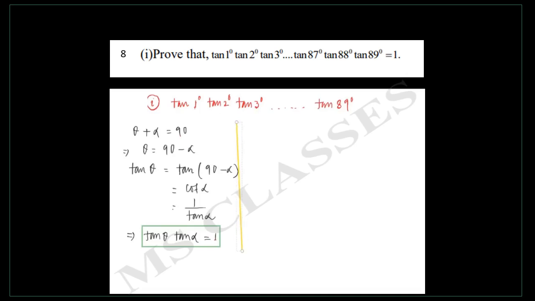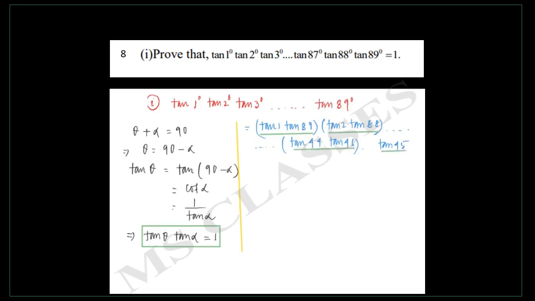So this is tan 1 into tan 89, tan 2 into tan 88, and like this it will continue, up to tan 44 into tan 46 into tan 45. If we observe here, in all these pairs we have 1, 1, 1, and this one is also 1.